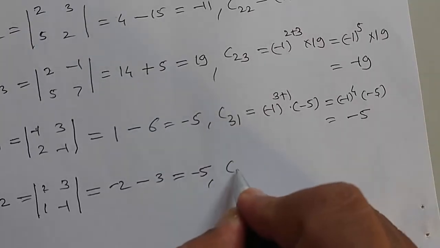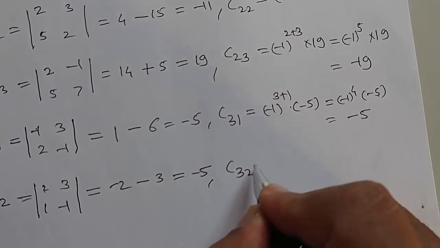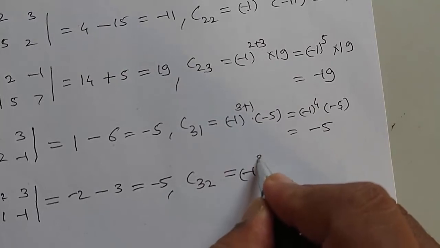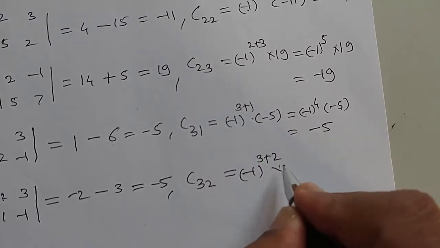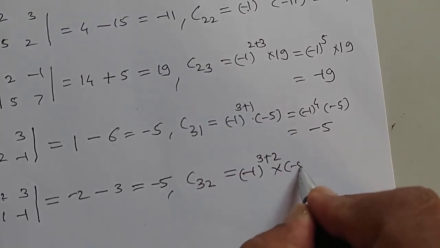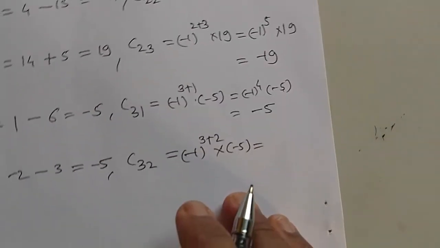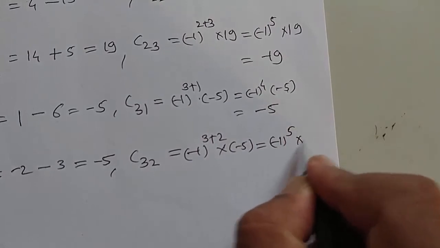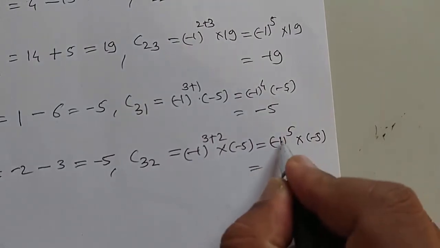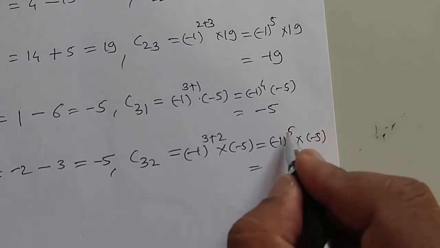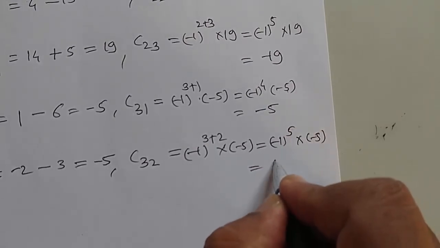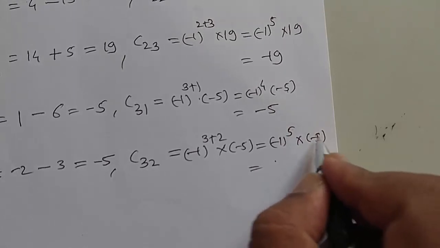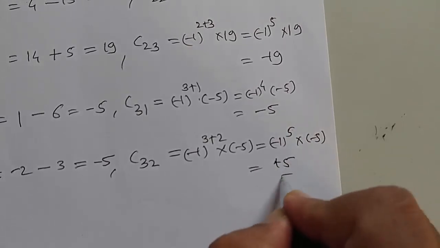Now, cofactor at 3 2 is equal to minus 1 raised to 3 plus 2 into minus 5. It is minus 1 raised to 5 into minus 5. Minus 1 raised to 5 means minus, the index is odd. So, it is negative, and minus multiplied by minus 5, it is plus 5. So, this is 5.